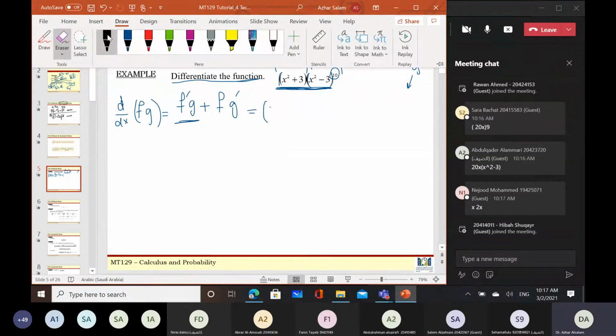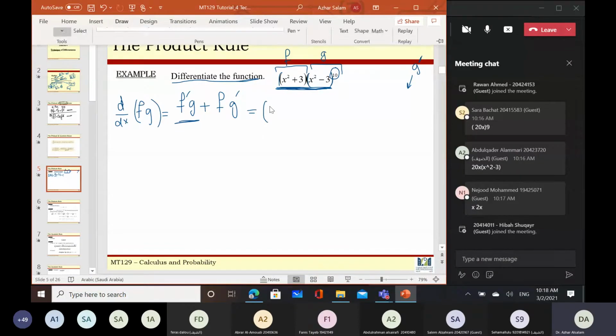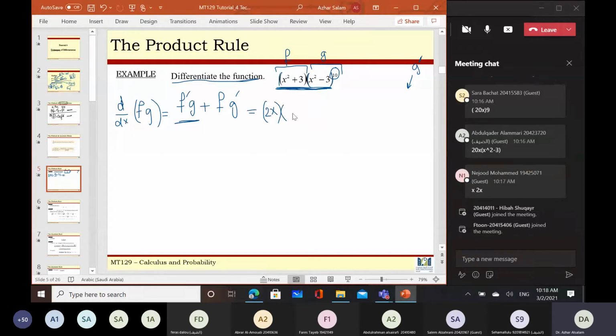Okay, I will do it again. Now we said that the first derivative is 2x multiplied by (x squared minus 3) all to the power 10. This is the first part, then plus the first one without change, x squared plus 3, this is f, then multiplied by g dash.